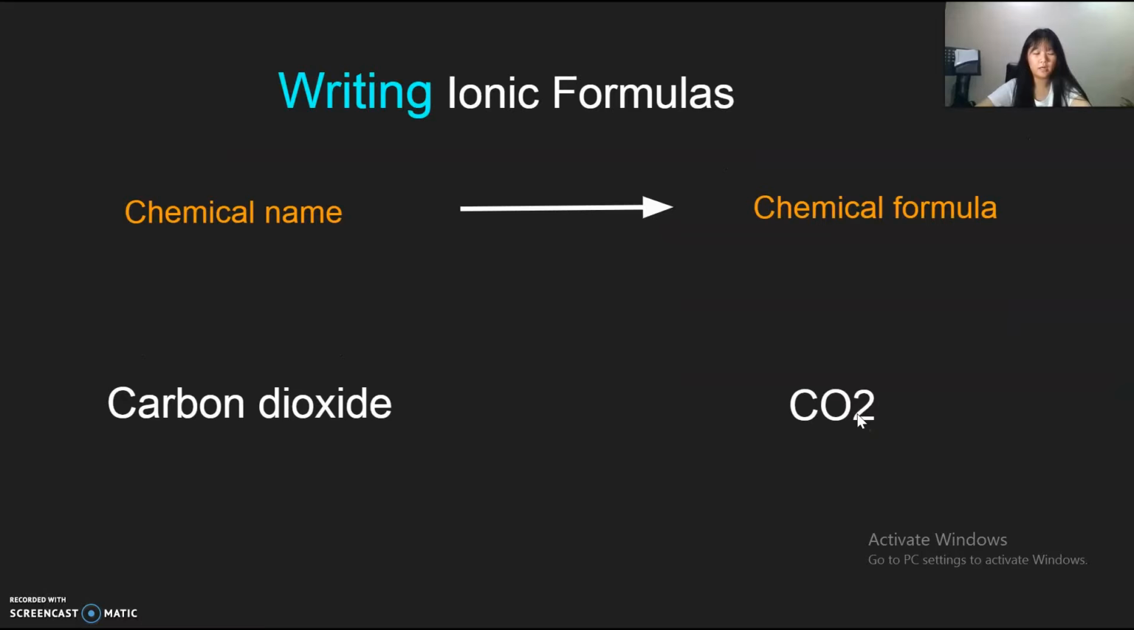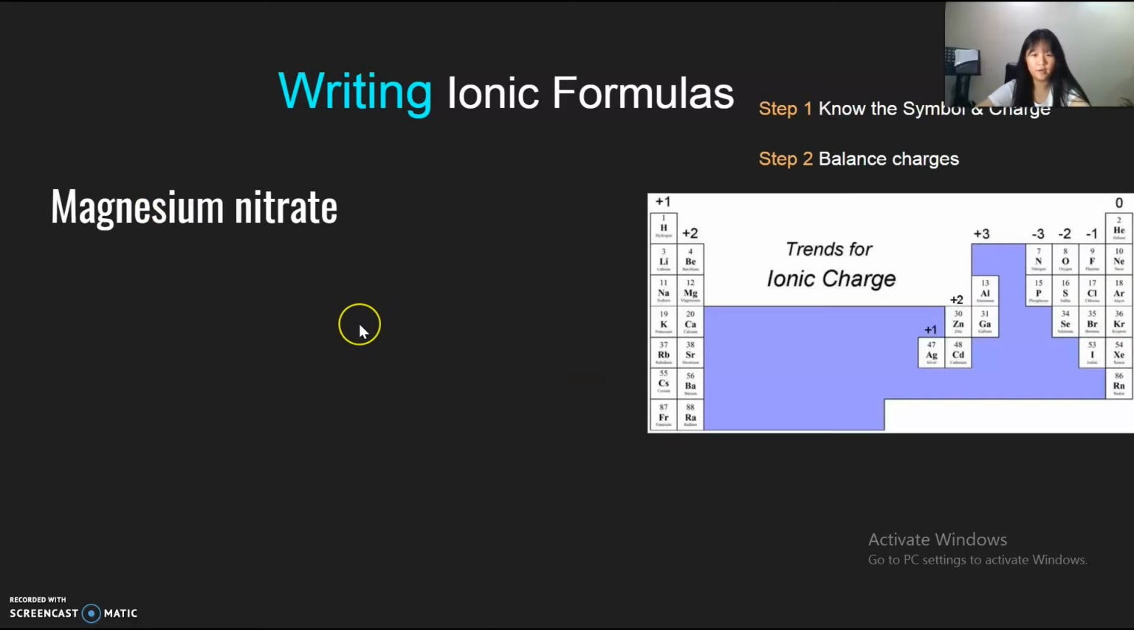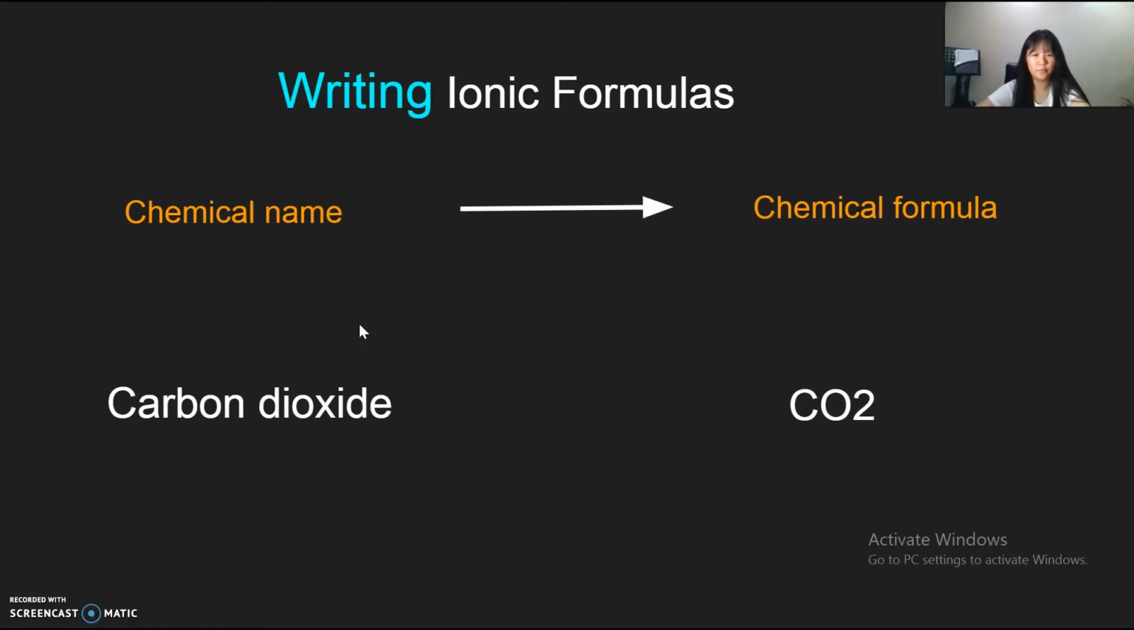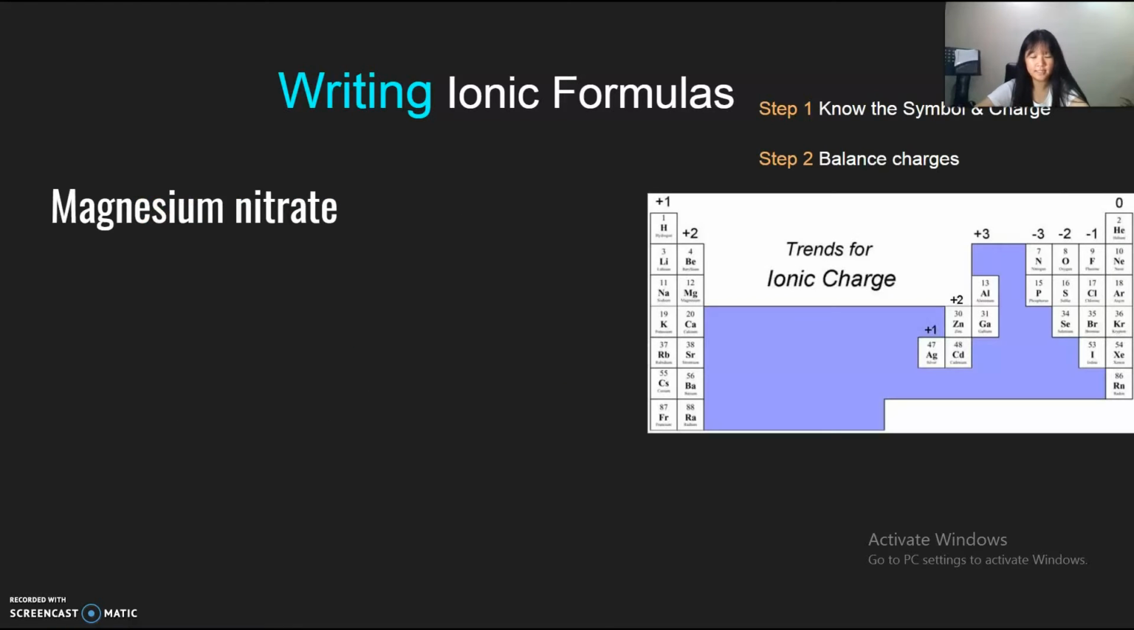First, let's talk about how to write chemical formulas for ionic compounds. What it means is we use the chemical name of a compound to write a formula for it. Well, let's get into our first example. Magnesium nitrate. For writing it as a formula, we'll want to first know where the elements are on the periodic table. So what's the symbol and the charge of magnesium and nitrate?